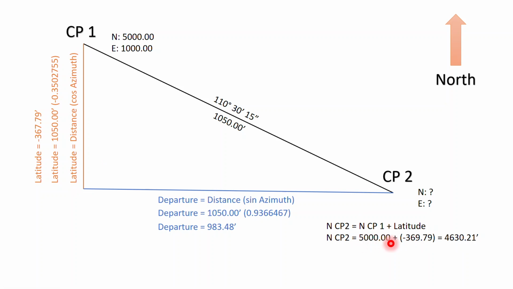Northing of CP1 is 5,000. We add the latitude, and remember, that's the importance of this sign. Adding a negative number in this case means we're going south, and we get a northing component of 4630.21 for CP2. Same with the easting. Easting of 2 is equal to the easting of 1 plus the departure, or 1,000 plus 983.48 for a 1983.48, and those are the coordinates of CP2. So really, with a little bit of trigonometry application, coordinate computation is simply adding and subtracting.